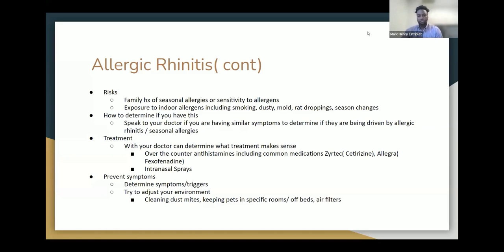So if it's dust, try to keep your surfaces clean. If you have pets, maybe keep your pets in specific rooms or keep them off the bed. Also, if you have pets, potentially get an air filter. Oftentimes, if you think you have a lot of these symptoms and you have seasonal allergies, we recommend, if you don't already have pets, to maybe hold off until you get those things in line.